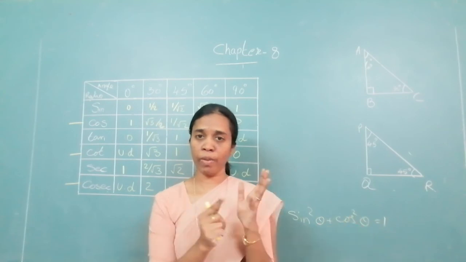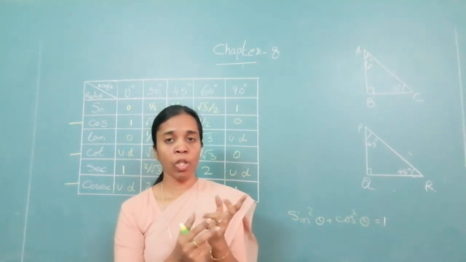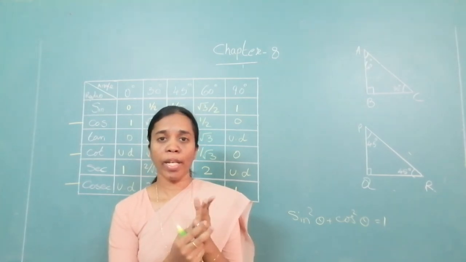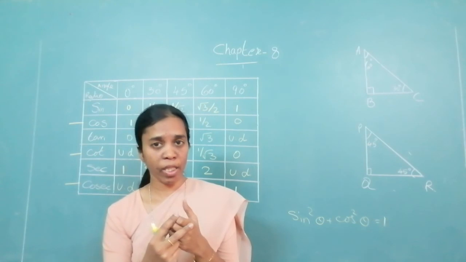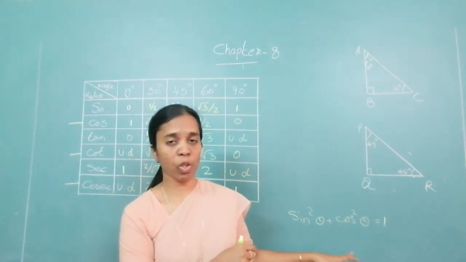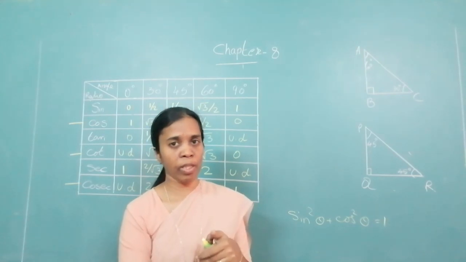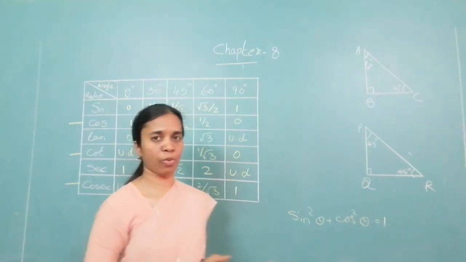Which are the ones we have learned? Tan theta into tan 90 minus theta is equal to 1. Cot theta into cot 90 minus theta is equal to 1. Cot theta into tan theta is equal to 1. And now sine square theta plus cos square theta is equal to 1. With this we are stopping the formulas. All these formulas should be by heart for you. Okay.